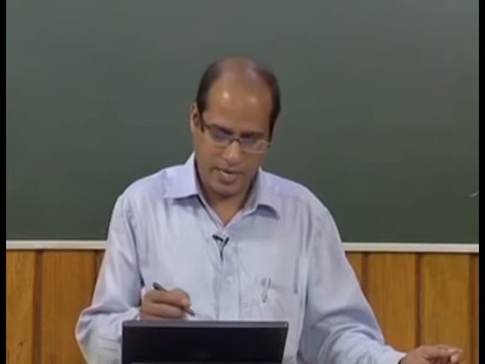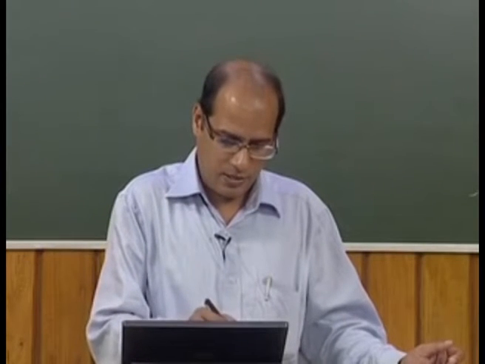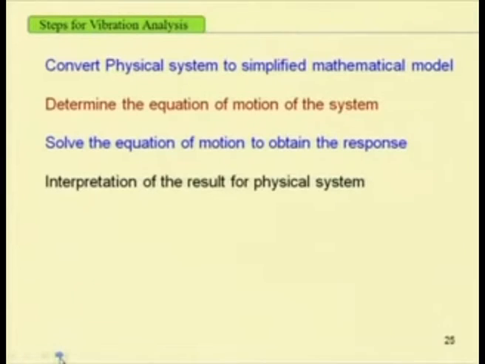So, one is Newton's method: one can apply Newton's second law or D'Alembert principle to find the equation of motion. Also there is the energy based approach, in which one can apply the Lagrange principle and extended Hamilton principle to find the equation of motion. So, given one physical system, these are the steps one can follow to find the equation of motion or to study the system.